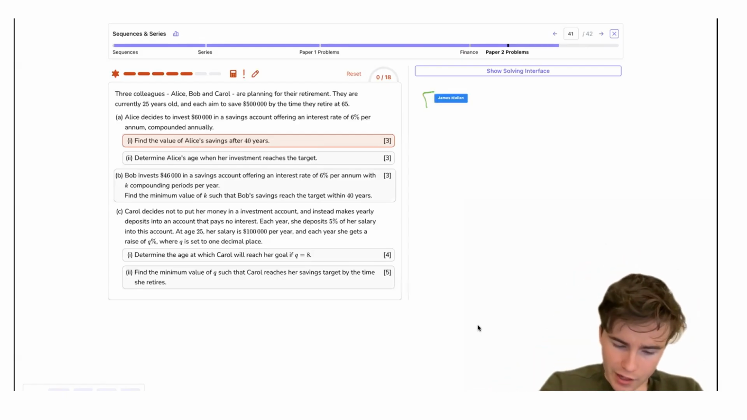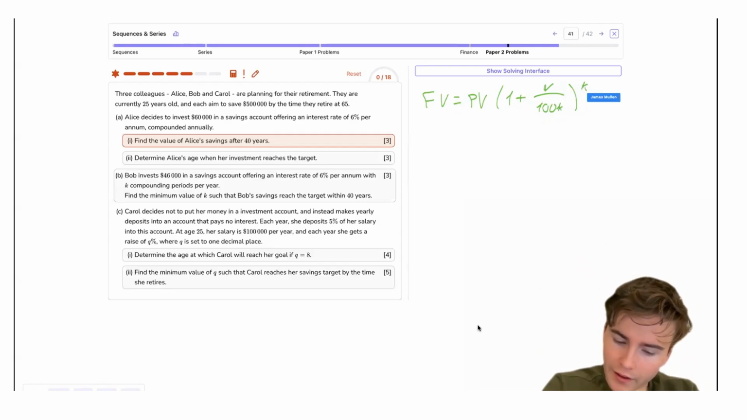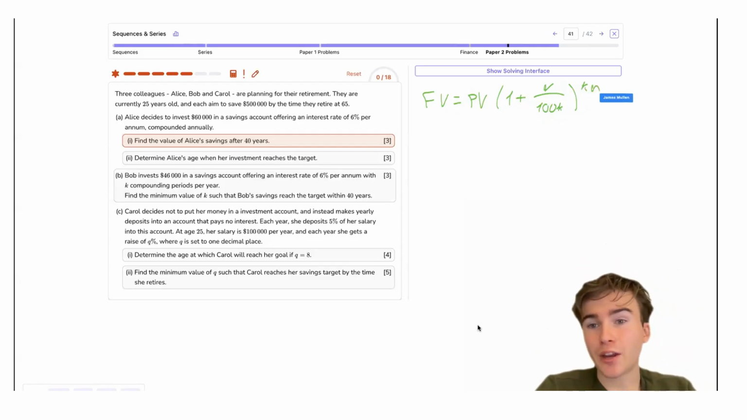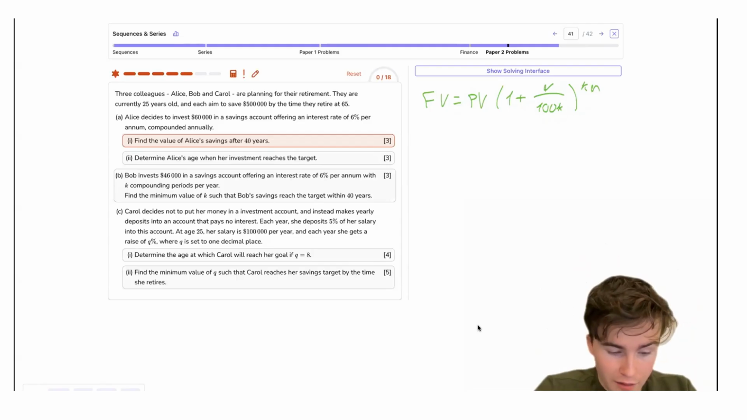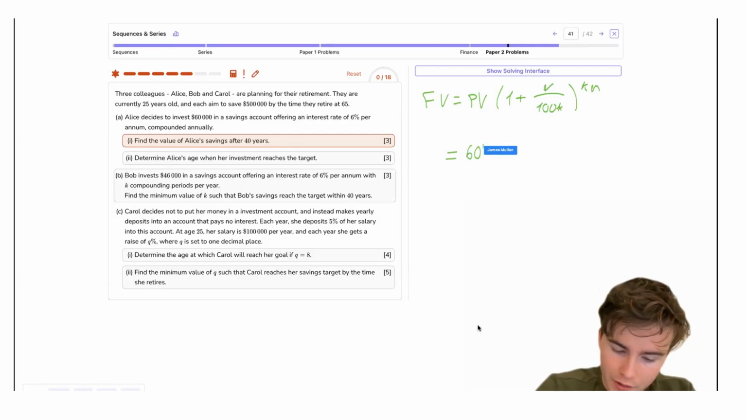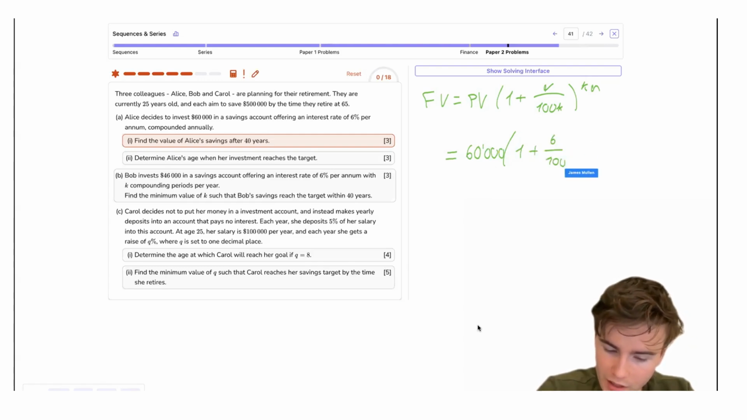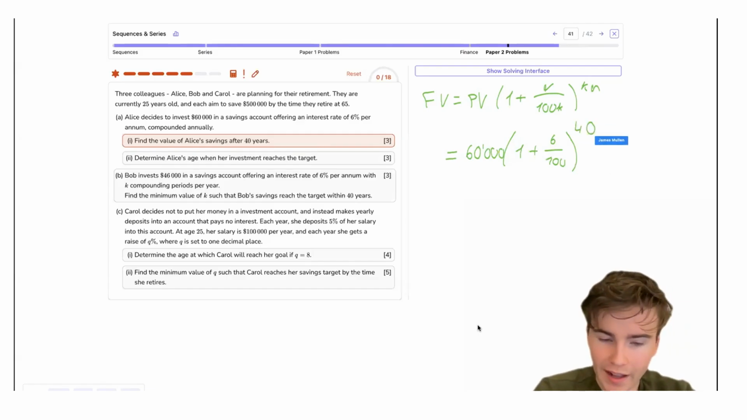So remember, FV is equal to PV times (1 plus r over 100k) to the power of kn. In this case, we're compounding annually, so k is just 1. The PV is the 60,000 and r is 6%. So this is equal to 60,000 times (1 plus 6 over 100) to the power of 40. Okay, so I'm going to calculate that.